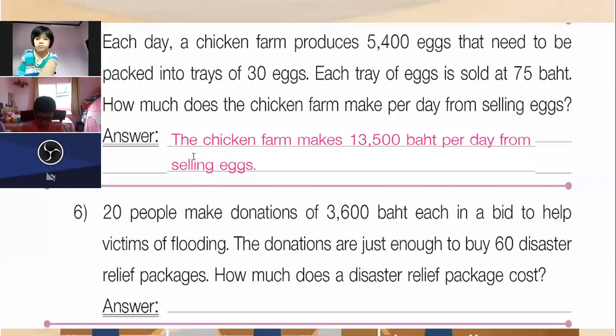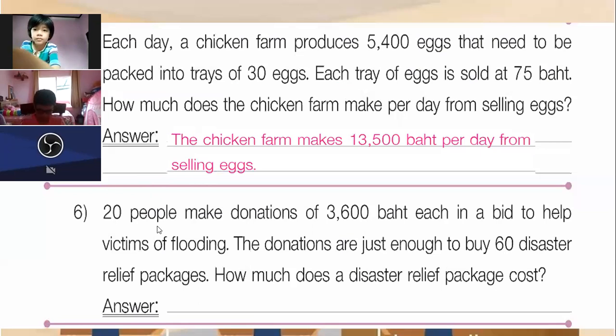Okay, students, let me show you here. It's very simple. First of all, look at the question. The question is, 20 people make a donation of 3,600 baht each. Okay, so look at the information. How much is the donation made? 3,600 per person. How many people? 20 people. Okay, in a bid to help victims of flooding.